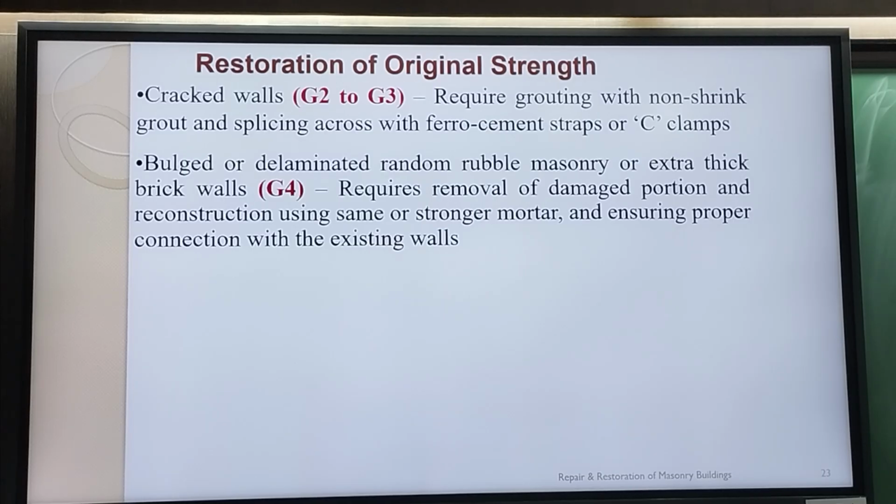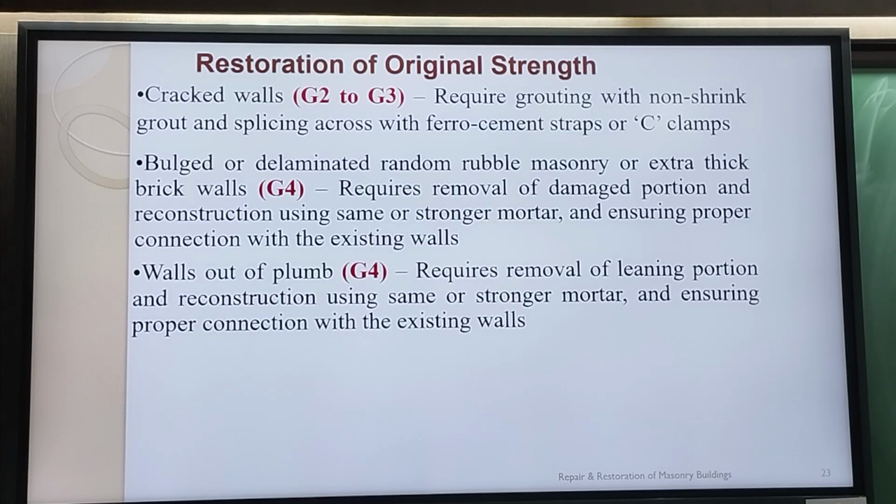Then you have the G4, where you have bulge, delaminated walls, or things which have gone out of plumb. It requires removal of the damaged portion and reconstruction using the same or stronger mortar. Alright? And the removal and reconstruction has to be done in such a way that it connects well with the things which are in place. Because you are removing only part of the wall, the rest of the wall is still standing. Alright, so it's important that they are connected properly. Otherwise, in a little bit of shaking in future, they will separate.